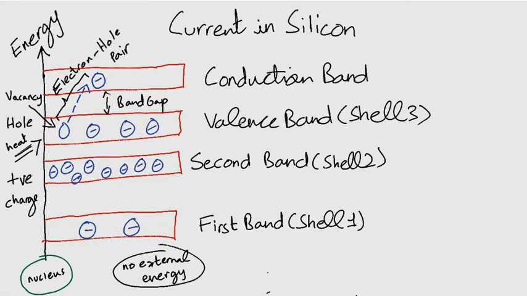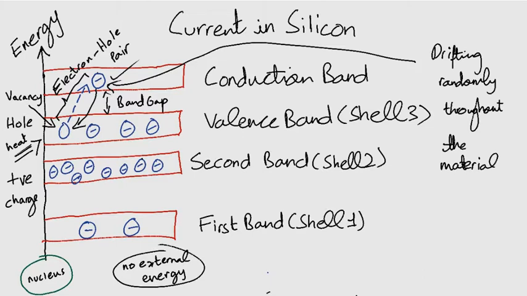Recombination occurs when a conduction band electron loses energy and falls back into a hole in the valence band, like this. So a piece of intrinsic silicon at room temperature has, at any instant, a number of conduction band free electrons that are unattached to any atom and are essentially drifting randomly throughout the material. There is also an equal number of holes in the valence band created when these electrons jump into the conduction band.